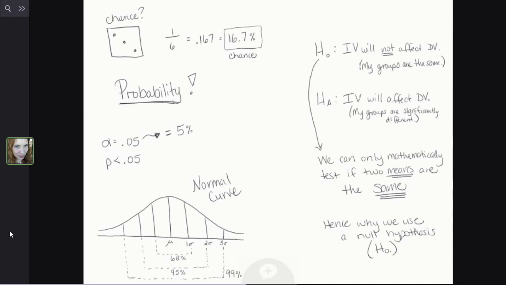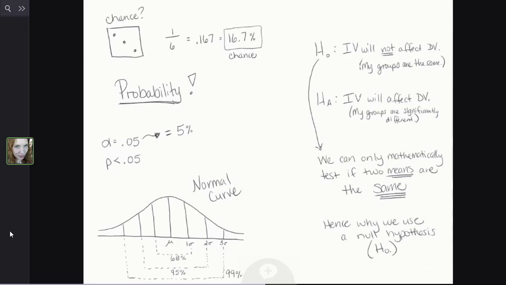Right. That's where we get that magical 5% number. It wasn't just a random thing we picked. We said we will consider it to be extreme if it's on one of the 2 ends, if it makes up that outer 5%. And then we just changed it to a decimal instead of a percent and said 0.05.